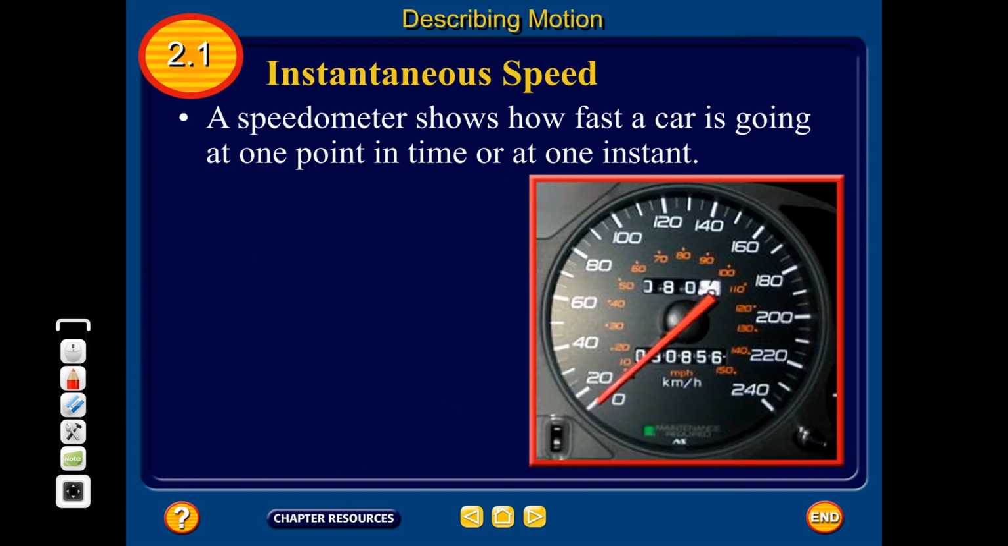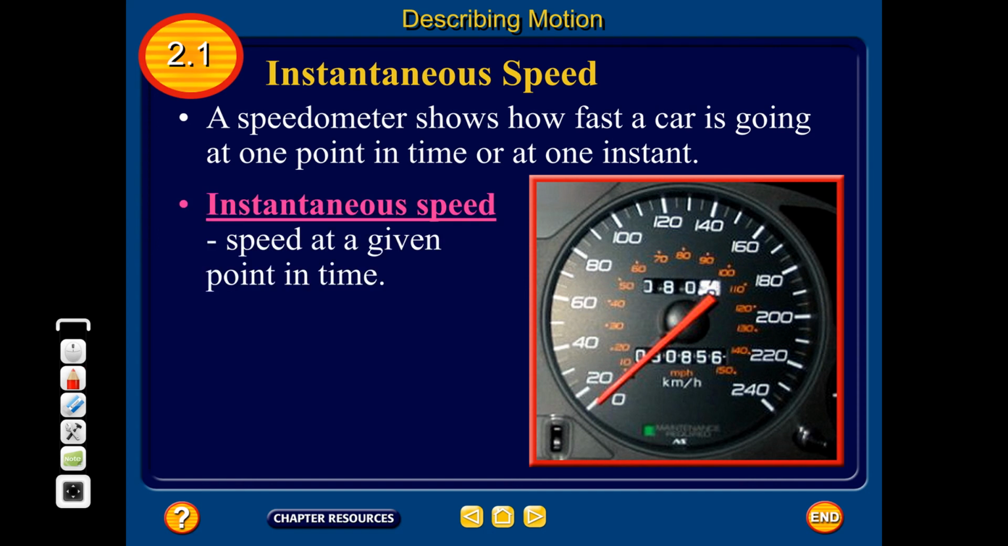There's also what we call instantaneous speed. Again, this is more just terminology. This is what you would see on your speedometer if you drive a car. It's your speed at that particular moment, your speed at that moment in time.